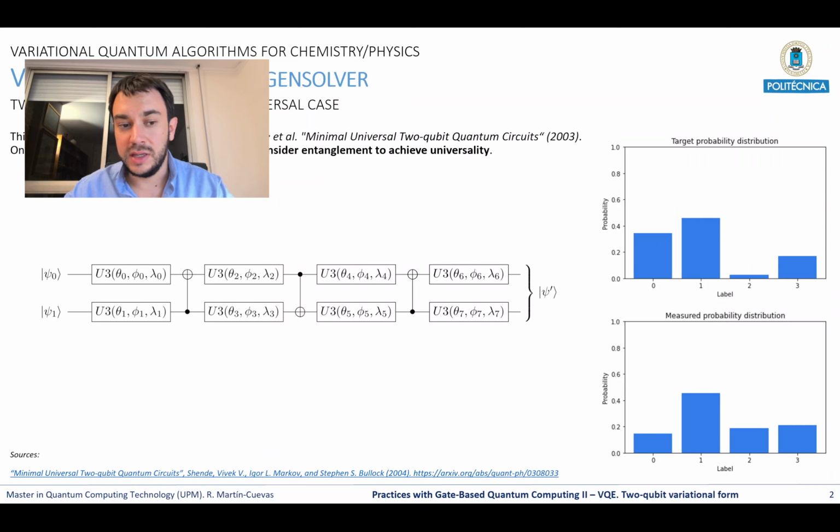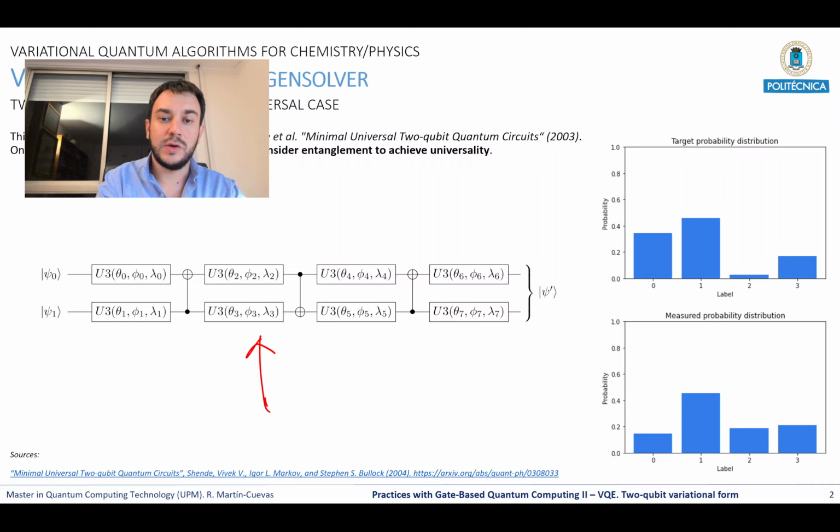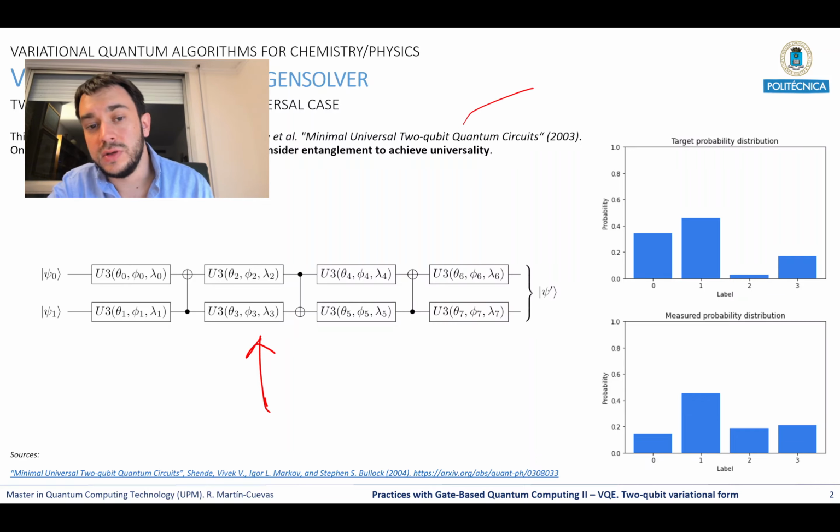So with all of that, what you are seeing on the screen now is one of the possible implementations of a 2-qubit variational form. It is not the only one, of course. You can think of other designs. In this case, the design that we are using is what is called the minimal universal 2-qubit quantum circuit, or variational form. The idea is that it comes from that paper that you can have a look at. It is a 2-qubit variational form that is universal, that can potentially implement any quantum circuit, any quantum state.